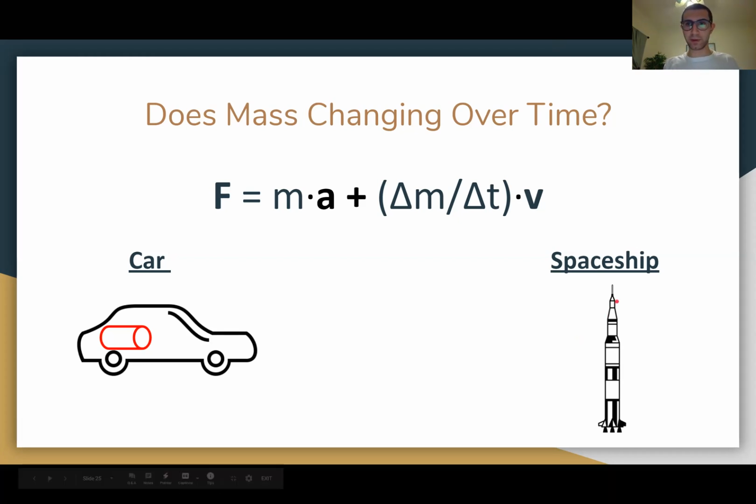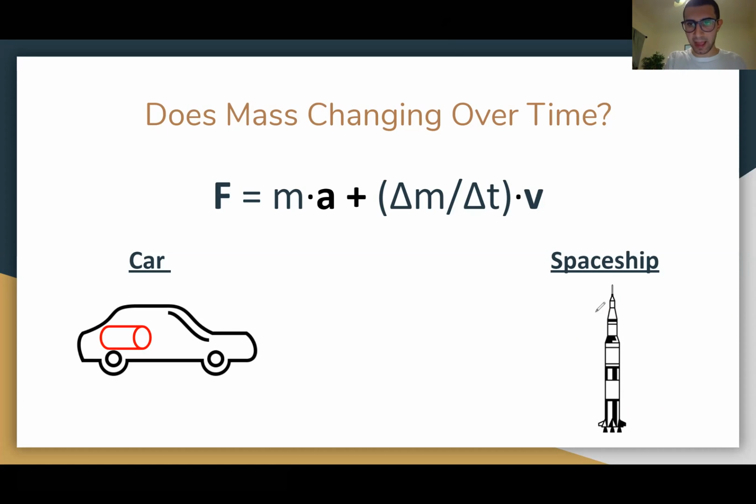Okay, so we have the pointer. Hopefully you see where this red dot is. That is the actual space shuttle part, where our astronauts are. Everything below this red dot is just a tanker for fuel. So something like a spaceship is going to have a very big mass change over time.